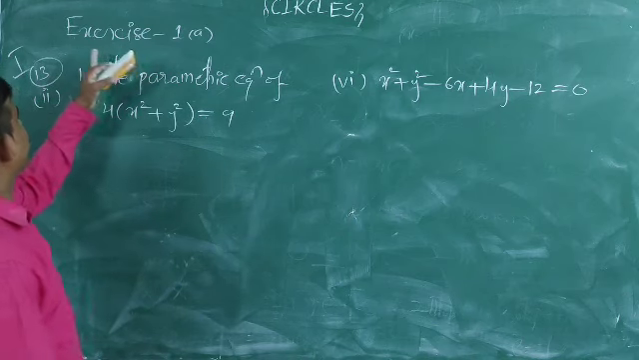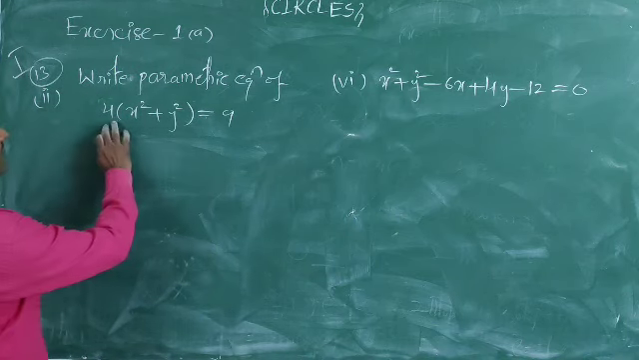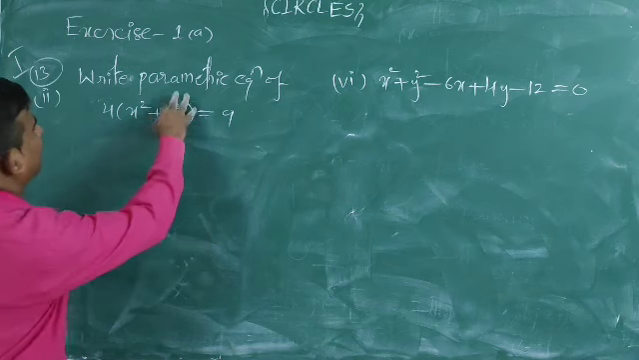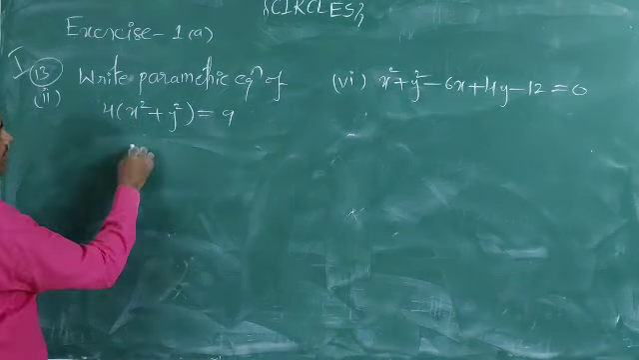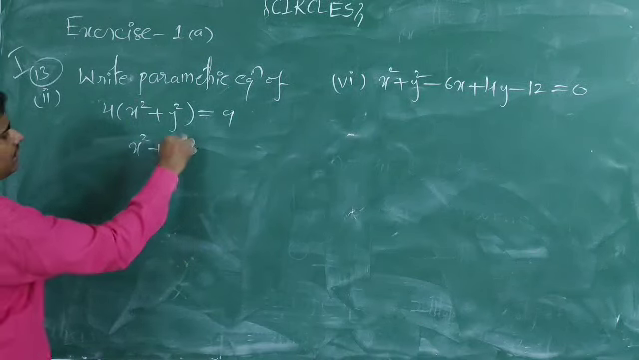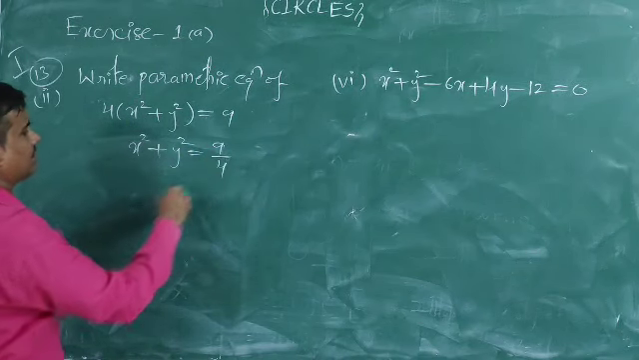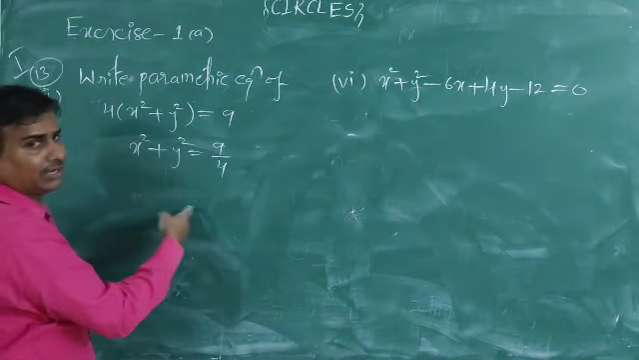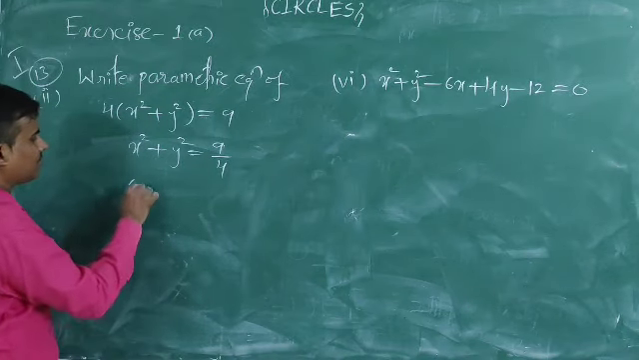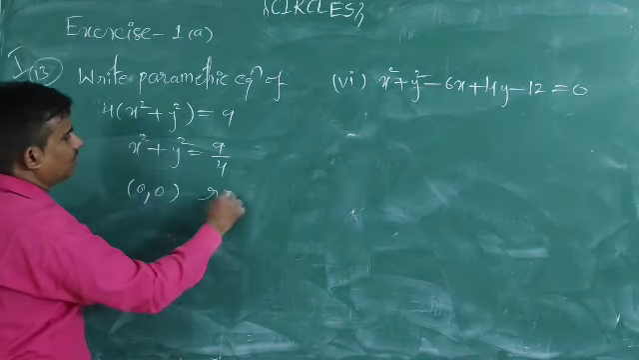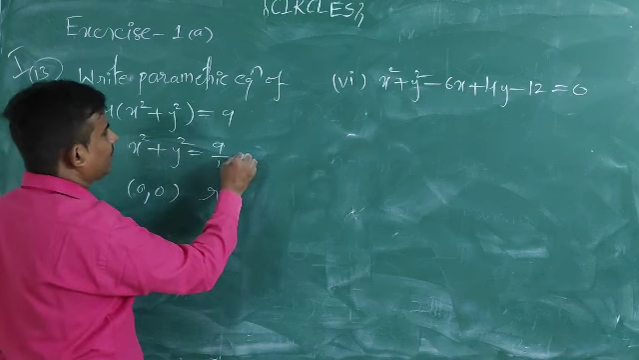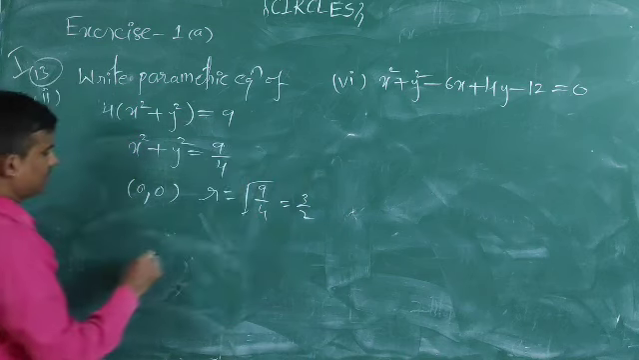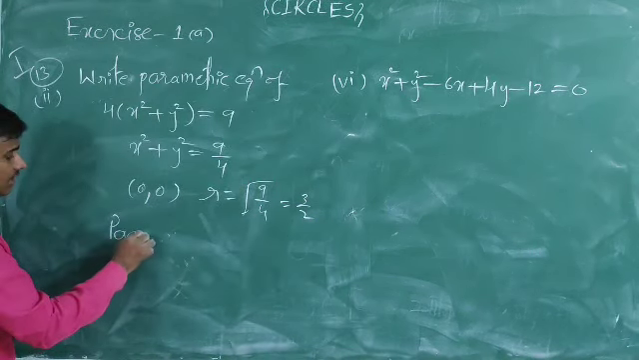Okay, look here. We have a circle equation, and it asks us to find the parametric equation of the circle. How can you find it? First of all, let me find its radius and center. What is the center of this equation? It looks like a standard form, x square plus y square equals r square. That means its center will be 0, 0, and radius equals square root of 9 by 4, that means 3 by 2. Very clear.